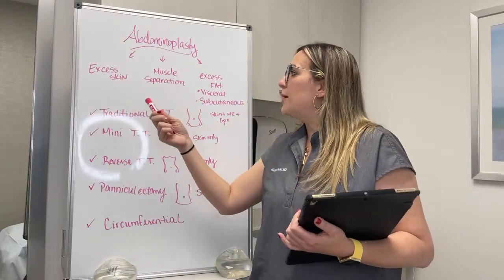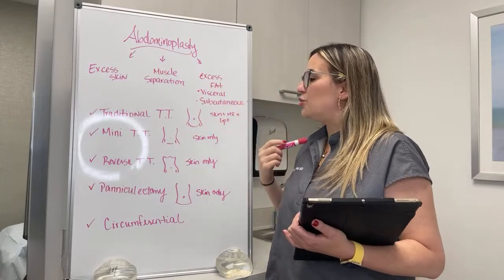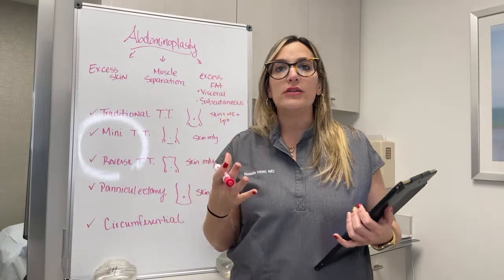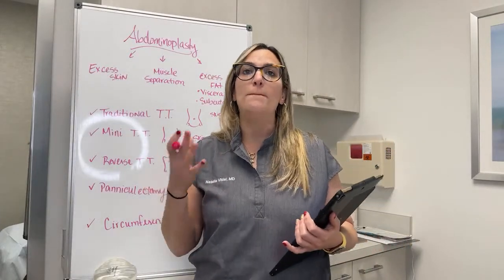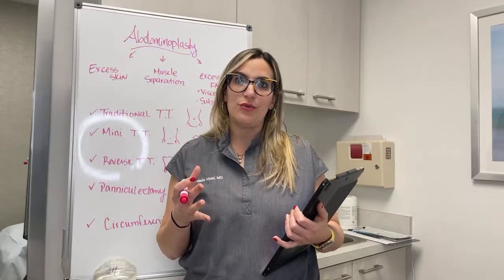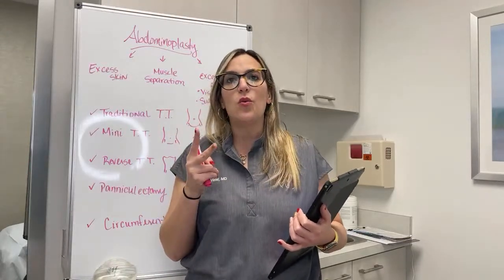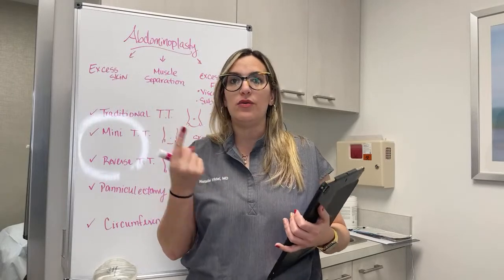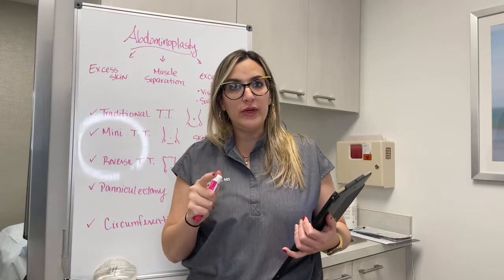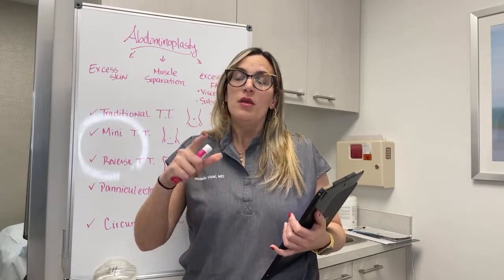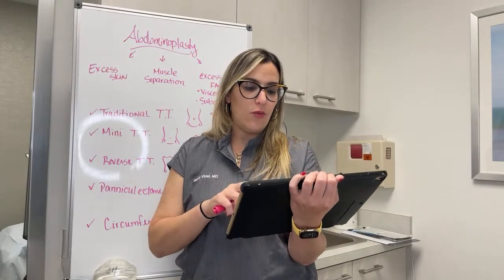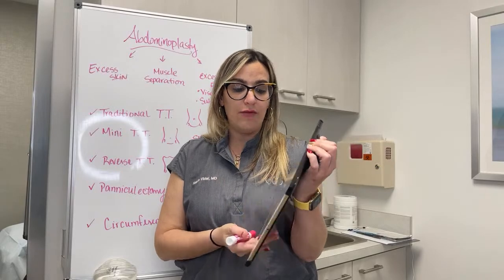We talked about muscle separation and the excess fat. I do liposuction with all my tummy tucks. I think it accentuates the results, but it is important to understand where I do the liposuction, okay? There are 2 main reasons why I don't do lipo 360 or the entire torso when I'm doing a tummy tuck. The first reason is safety, okay?